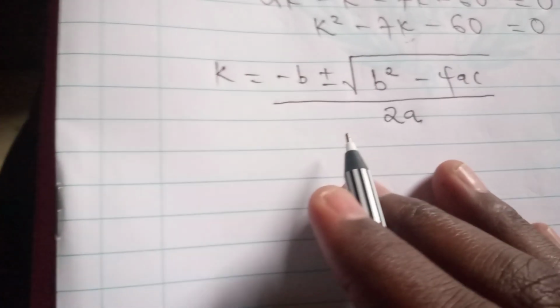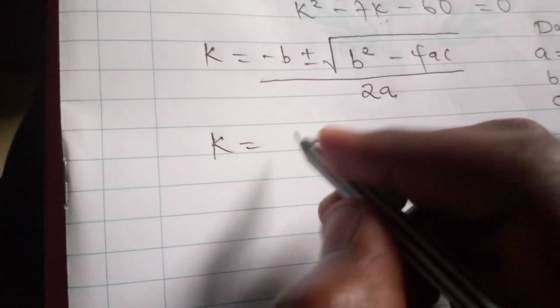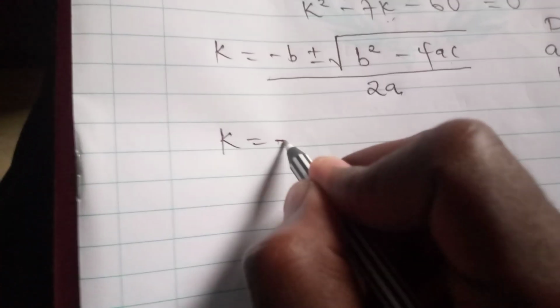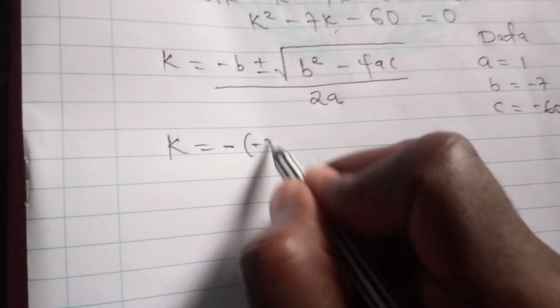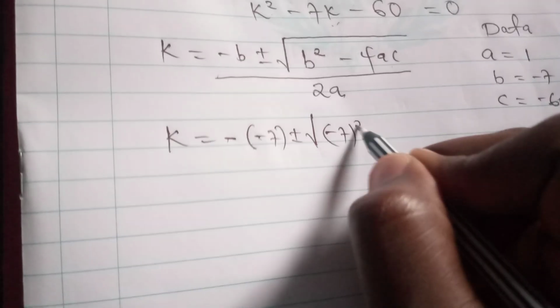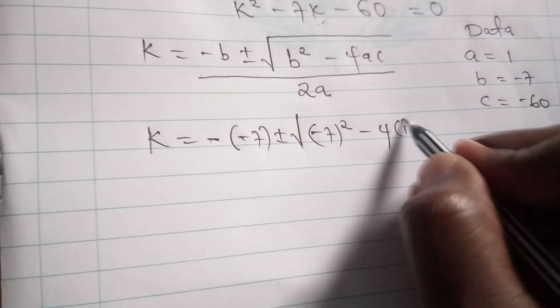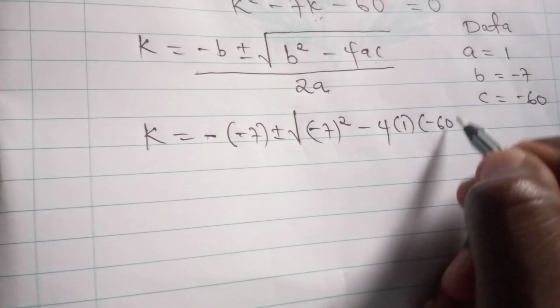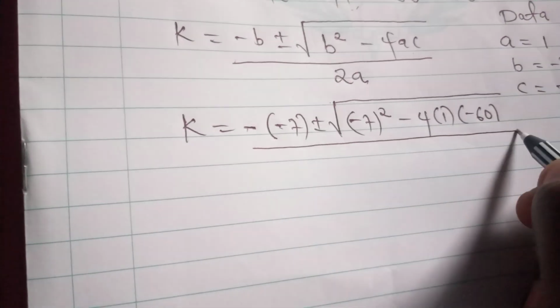There you can start substituting in the formula. So k is equal to the value for b, negative, open the bracket, negative 7, positive or negative square root of negative 7 squared minus 4 times the value of a, that is 1, times c, negative 60, over 2 times 1.